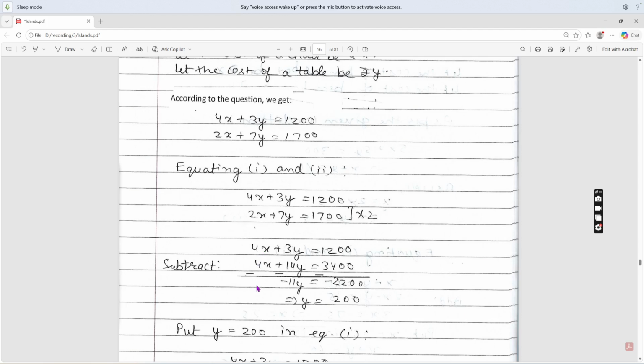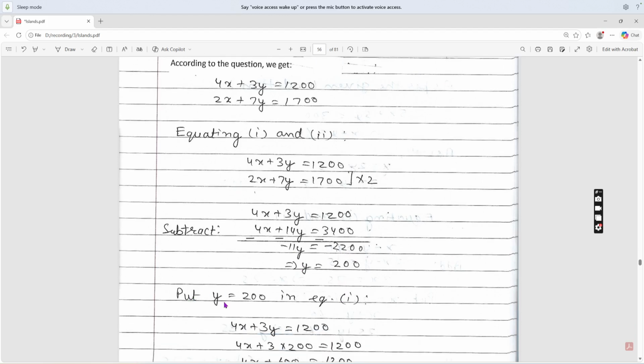So here we are getting 0 for x. Here we are getting 3y minus 14y, which is equal to minus 11y. 1200 minus 3400 is equal to minus 2200. So y is equal to minus 2200 upon minus 11, that is equal to 200. So y is equal to 200, and we are going to put it in equation 1.